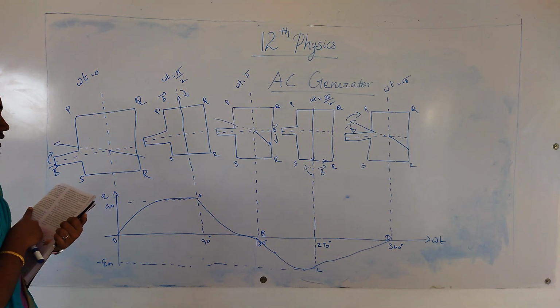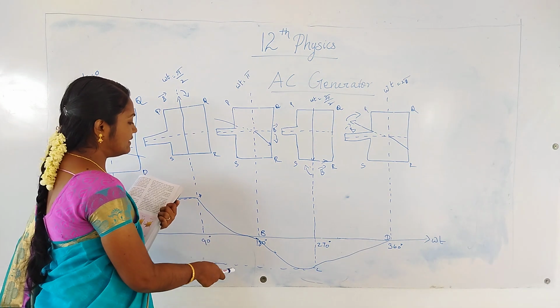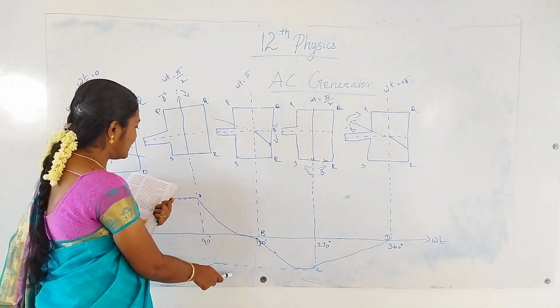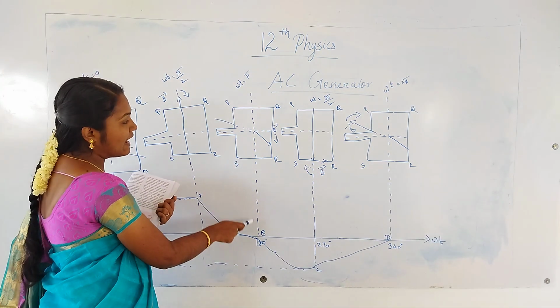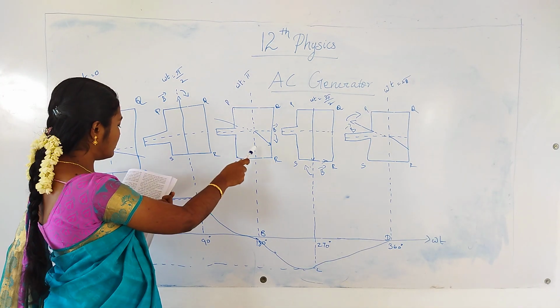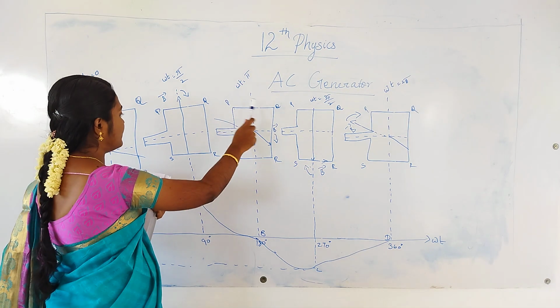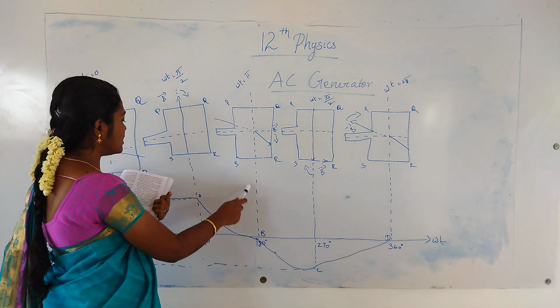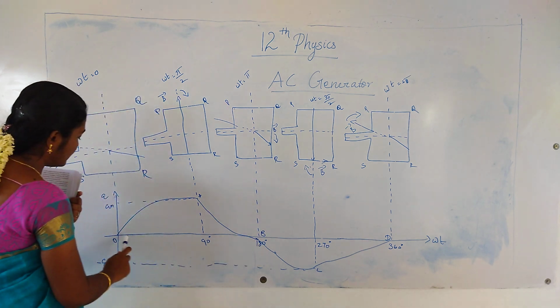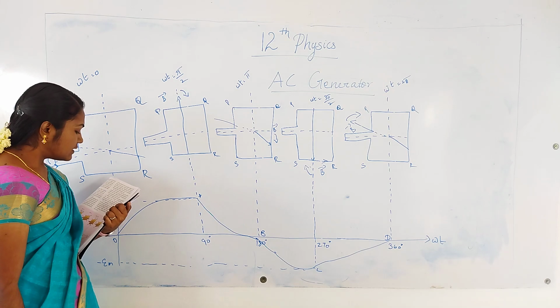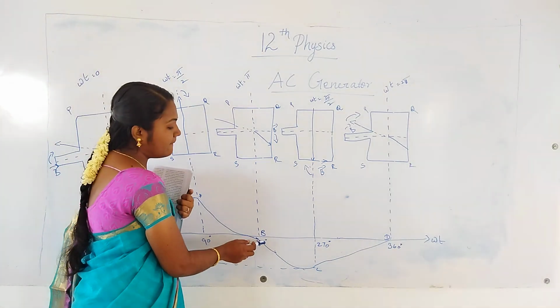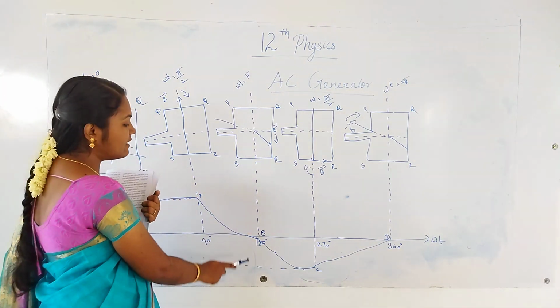Then comes the rotation of 180 degrees from the initial position. The field again becomes perpendicular to PQRS, and the induced EMF again goes to 0. At 180 degrees, the induced EMF reaches 0. This point is represented as B.